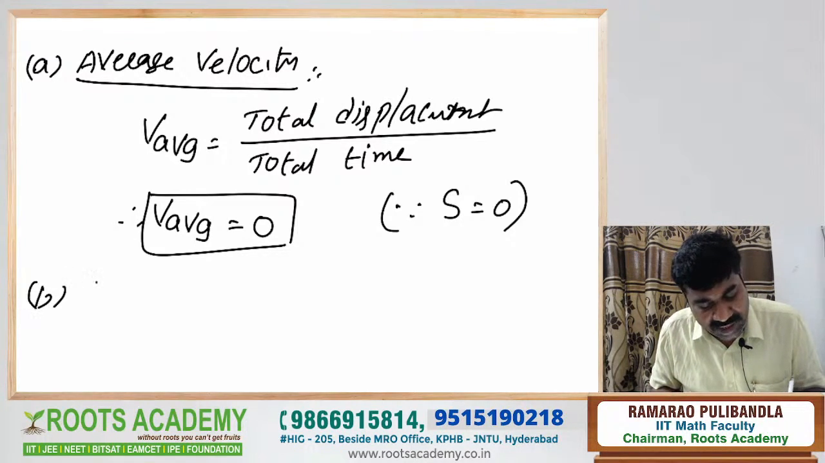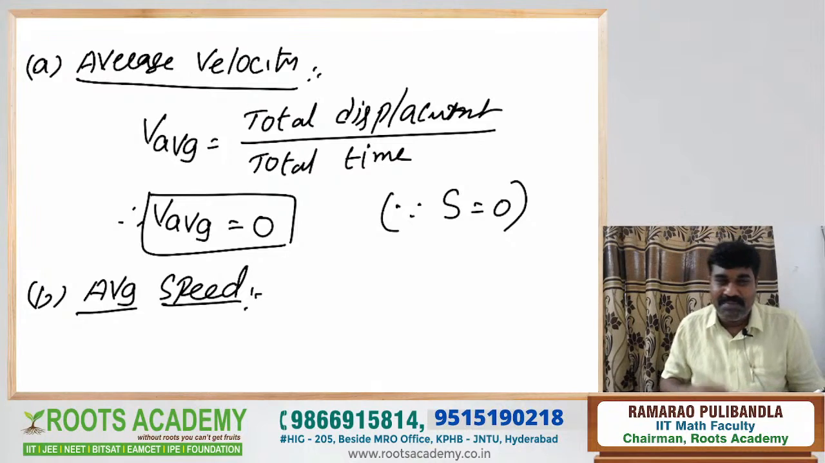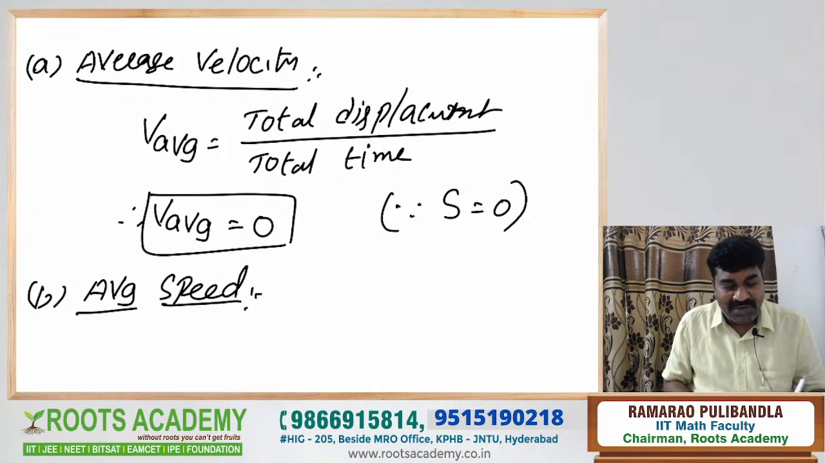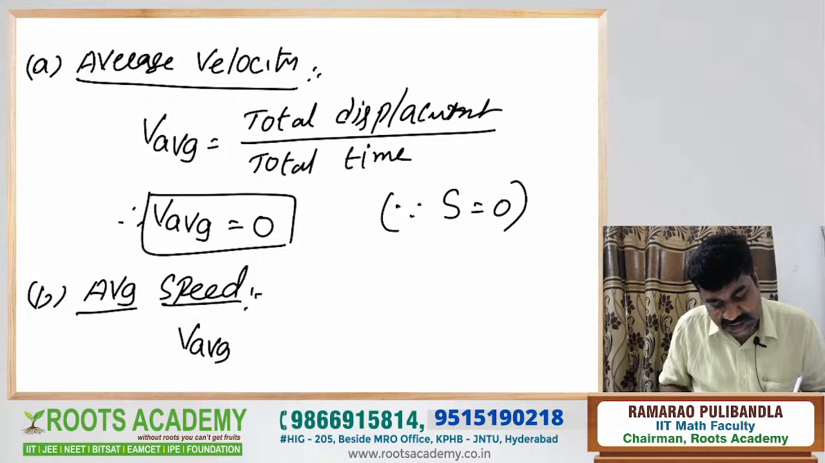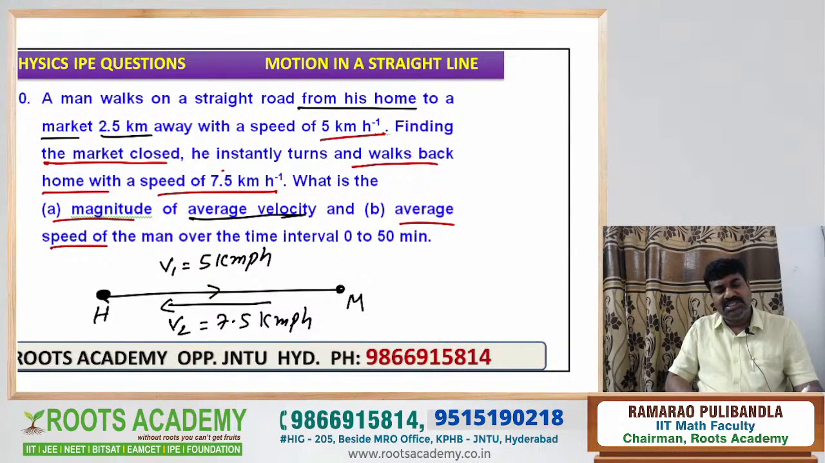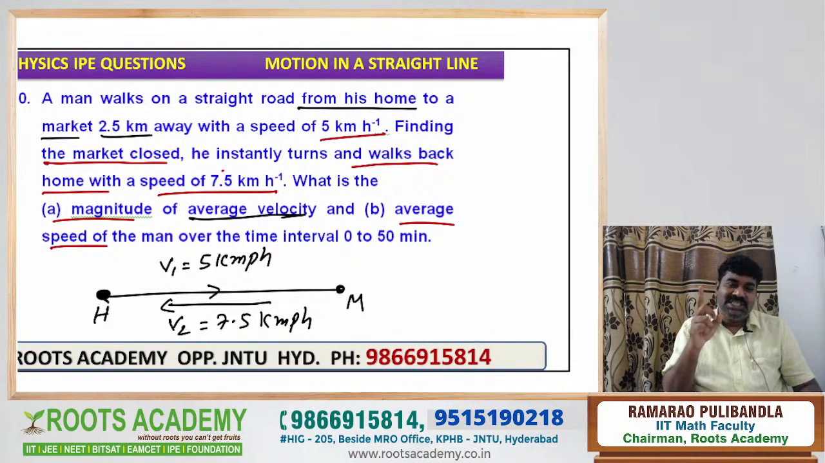Second, we go for the average speed. Average speed is total distance by total time, whereas total displacement by total time is the average velocity. Here, average speed V average is equal to total distance, d1 plus d2, by total time taken, t1 plus t2. The initial distance is 2.5 kilometers and the final distance is also 2.5 kilometers. Distance is a scalar quantity and displacement is a vector quantity, so the displacement becomes 0, but the distance is not 0.